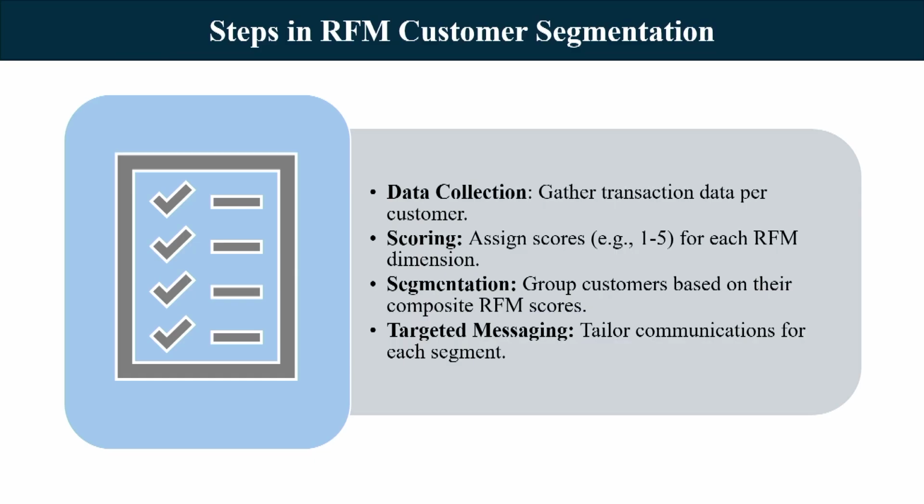We can visualize it from this example that somebody has purchased a product, let us say yesterday, and another customer has purchased the product, let us say 500 days back. So the person who purchased the product yesterday will have a score of 5, and the person who purchased the product 500 days back will have a score of 1. Similarly, we will do for frequency and the monetary value. Then we will come up with 3 value metrics. For each of these customers, we will assign 3 scores.